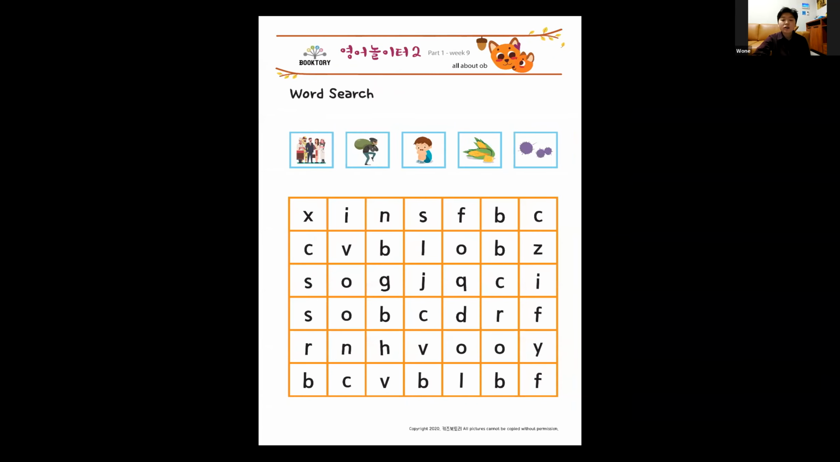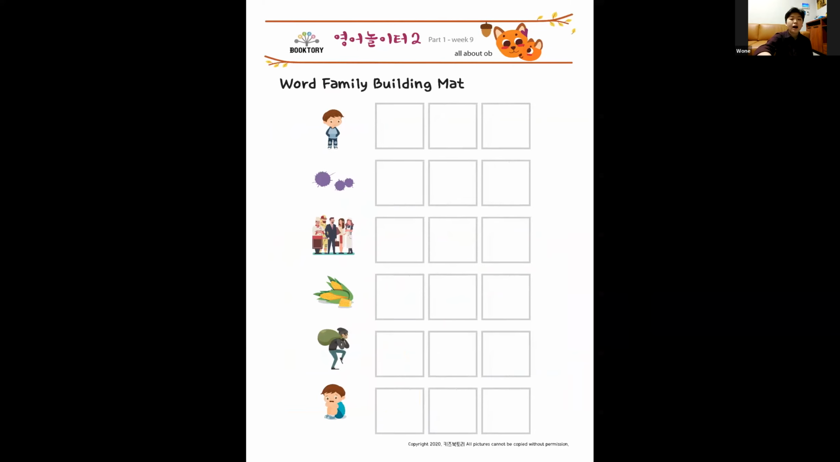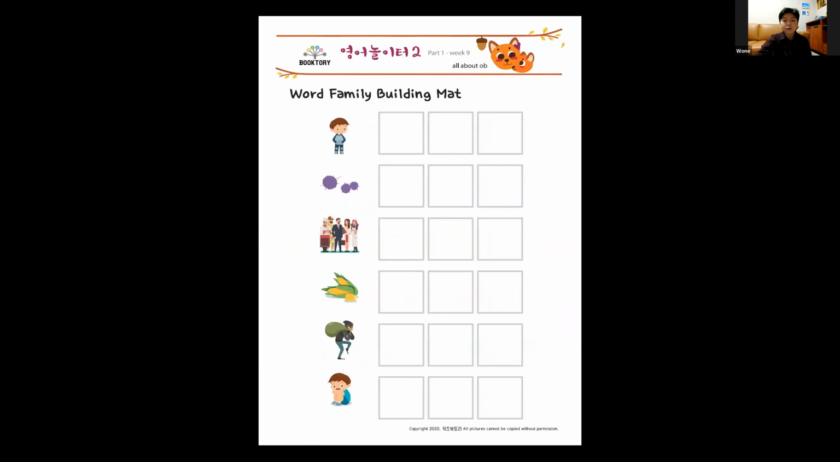All right, word search. Do this by yourself. You're going to look for the words since you know them now. You can do this by yourself. Try it out. I'm going to do this one with you, our word family building mat. The first one, what is our friend's name, everybody? His name is Bob. Sound it out. Since it's a name, we're going to write it with a capital letter. So it's going to be capital B, o, b, b, b.